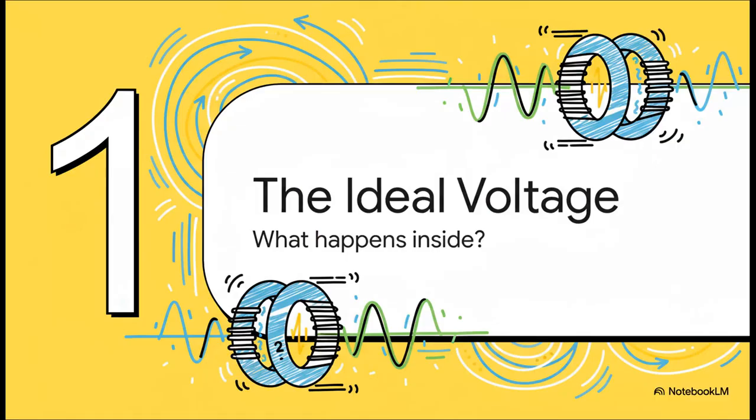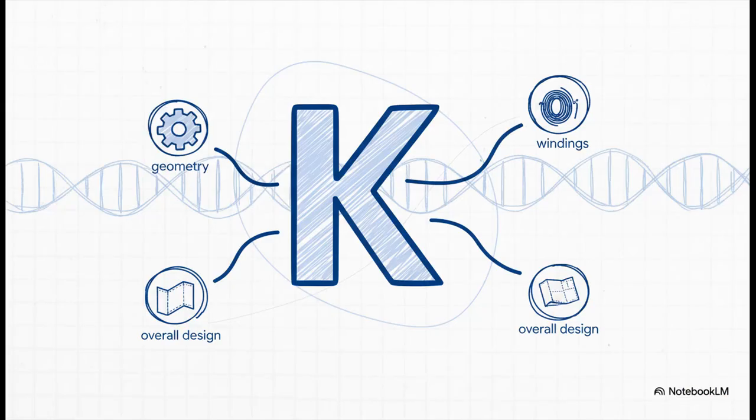Okay, first things first. Let's build a model for the voltage that's generated inside those stator windings when there's no load attached. This is our baseline, our ideal world. We call it the internal generated voltage, or E sub A. The magnitude of this voltage, well, it all starts with a constant, K. This is what we call the machine constant, and it's totally unique to each generator.